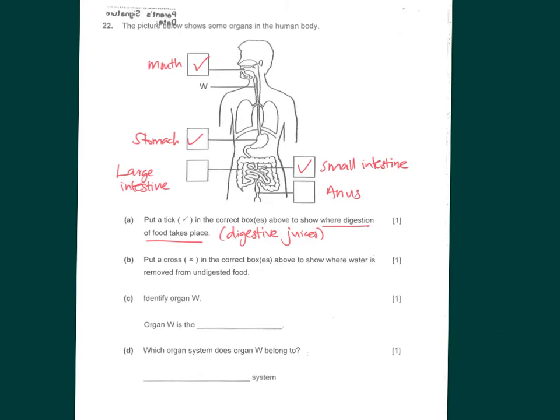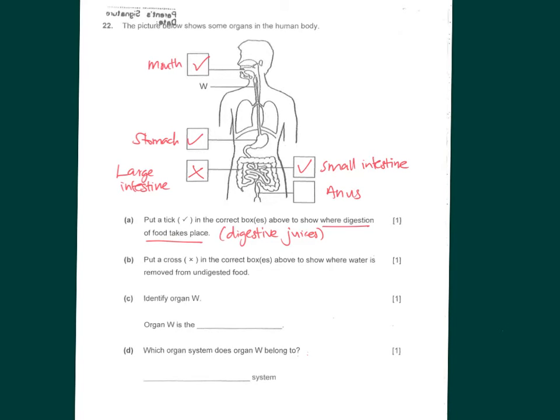Now put a cross in the correct boxes above to show where water is removed from undigested food. So the only place that has water absorption going on from undigested food is the large intestine. So we put a cross.